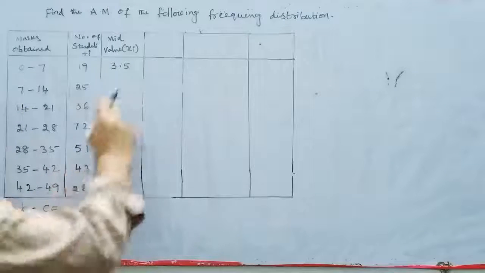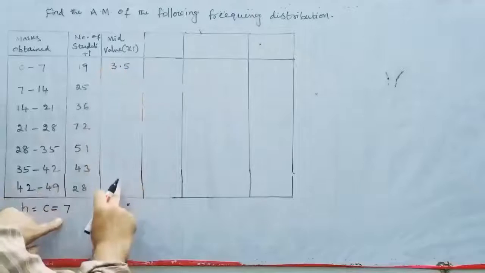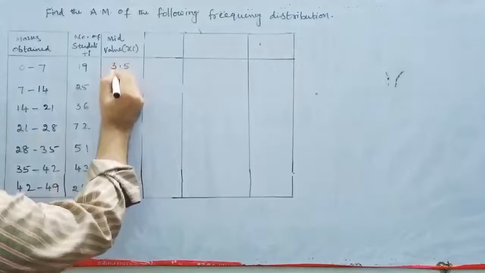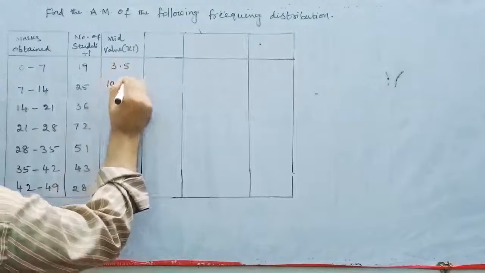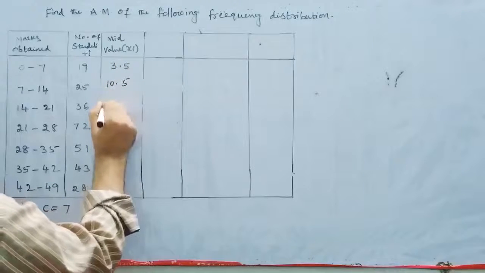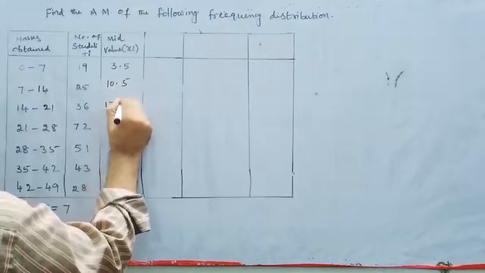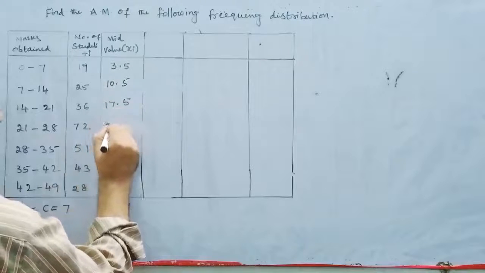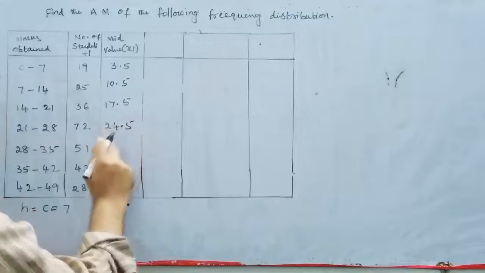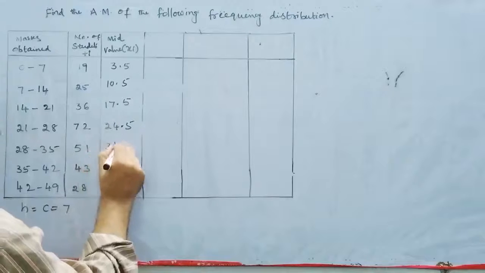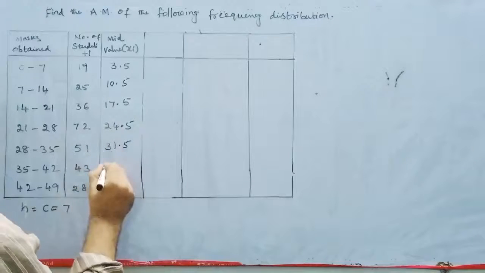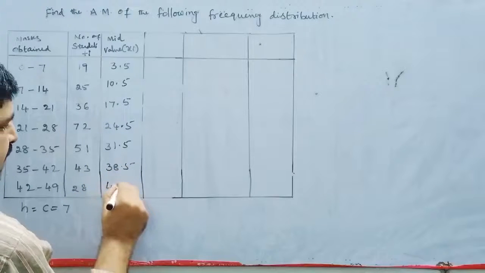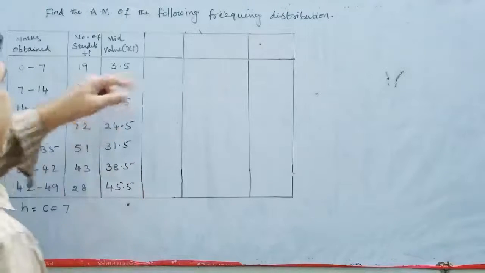Now we add 7 to this one, we will get these values. For each one we add 7: 3.5 plus 7, 10.5. Next add 7, we get 17.5. Next 24.5. 24.5 plus 7, 31.5. 31.5 plus 7, 38.5. 38.5 plus 7, 45.5.